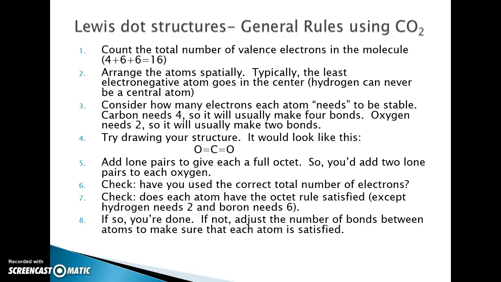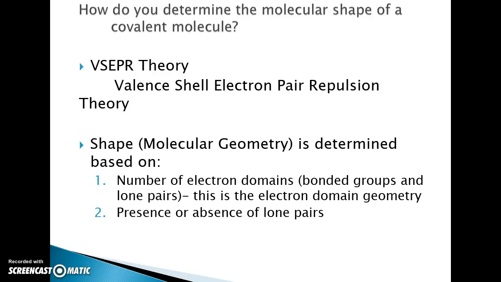If not, you're going to need to adjust the number of bonds between atoms and therefore the lone pairs to make sure that each atom is satisfied without using too many or too few valence electrons. Now, once we've done this, and again, we'll practice that, so if you're not comfortable just yet, that's okay.